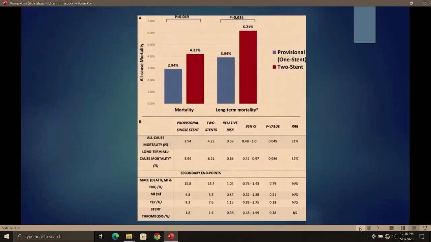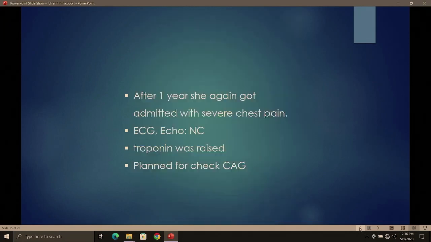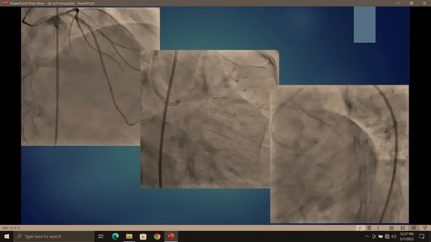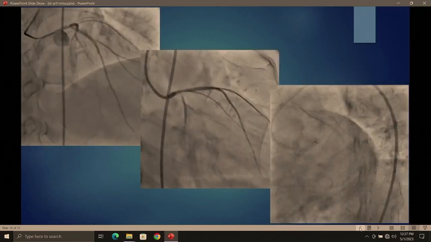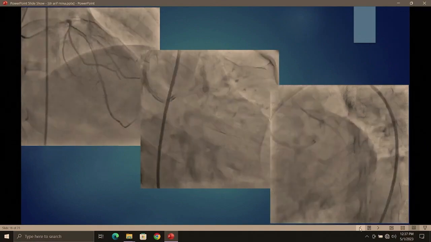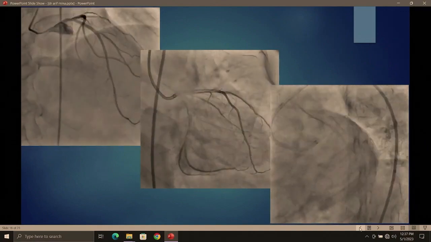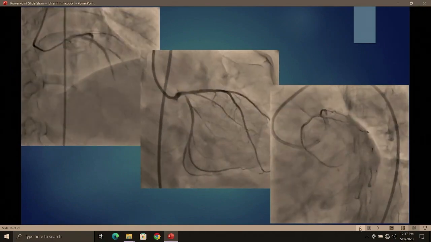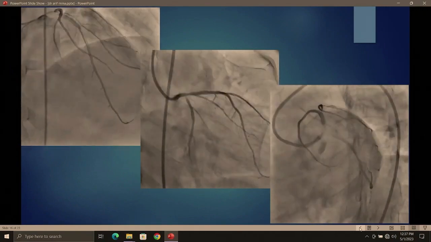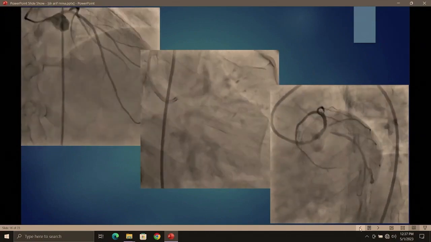If we think about the strategy, we all know that provisional one stent is preferred, considering all-cause mortality and other parameters. But just after 1 year, she was again admitted with severe chest pain. This time her troponin was again positive, so we planned a check angiogram. But we were very much disheartened with the result. There was a critical stenosis in the LCx ostium. This point was kept in our mind, that this patient may come again with LCx stenosis, and this actually happened just after 1 year.